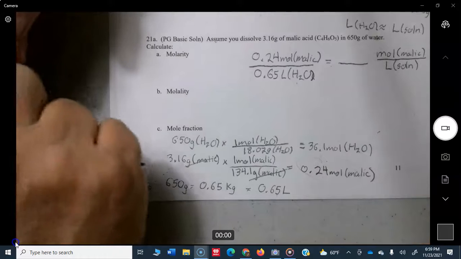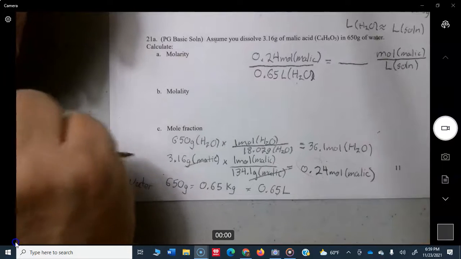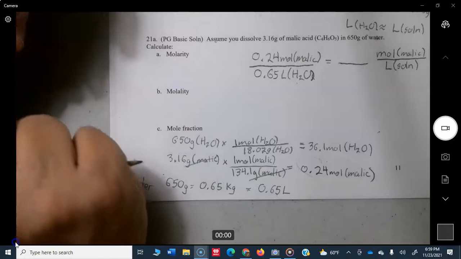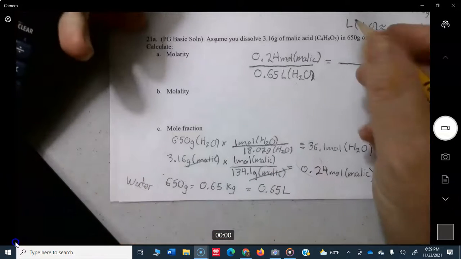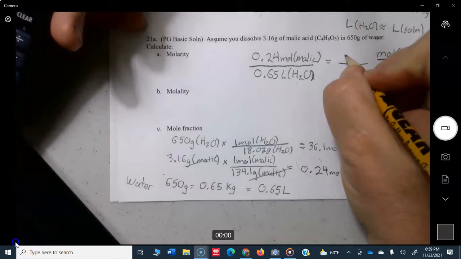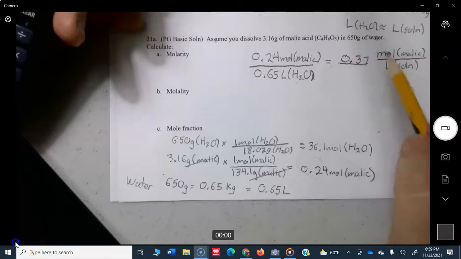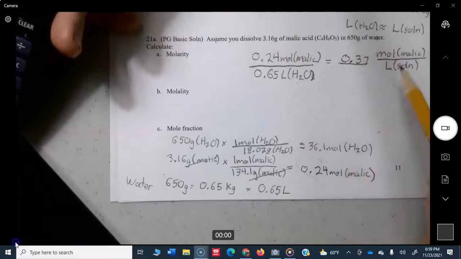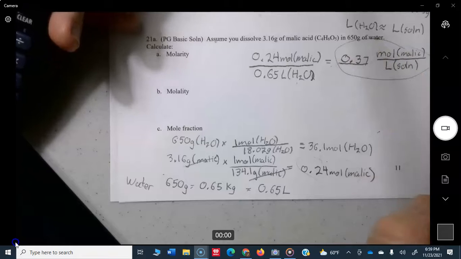It's off by a slight amount, but not enough for us to concern ourselves with. Now, how do you know when you can make that approximation? There's no real rule for it, but we're going to say that we know this is very small compared to this, and therefore we're going to go ahead and do it. Otherwise, we just can't do the problem.